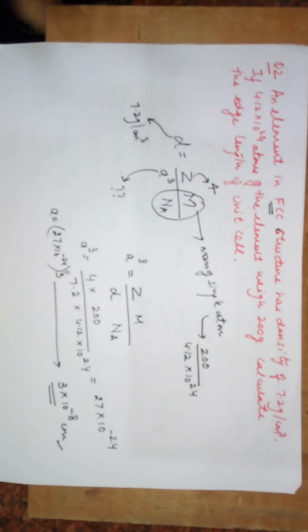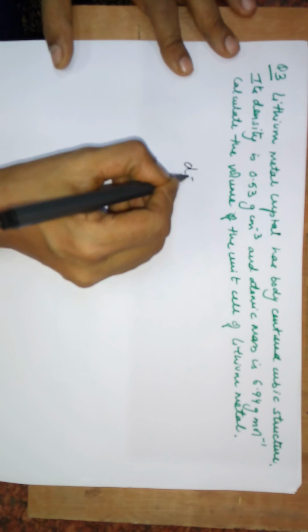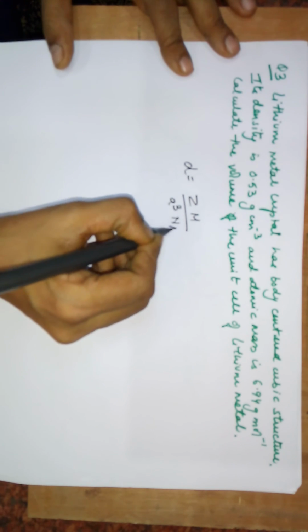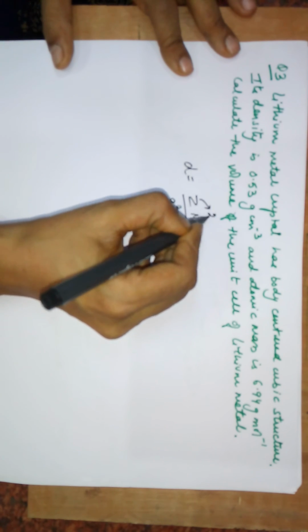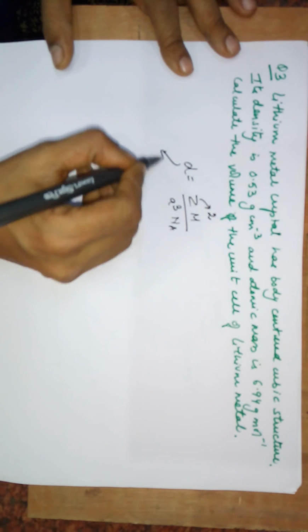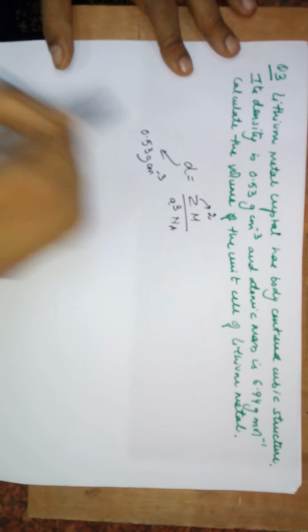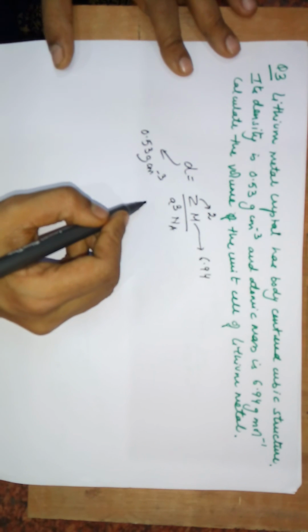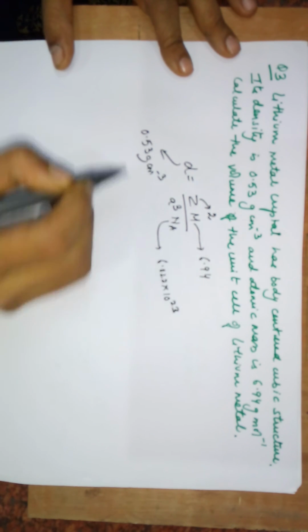The last numerical is this. Lithium metal crystallizes in body-centered cubic. Density is equal to Z M upon A cube Na. Density of the question, lithium is crystallized BCC, which means Z becomes 2. Density is 0.53 grams per cubic centimeter. Atomic mass is also given, 6.94. Na is 6.02 times 10 to the power 23.